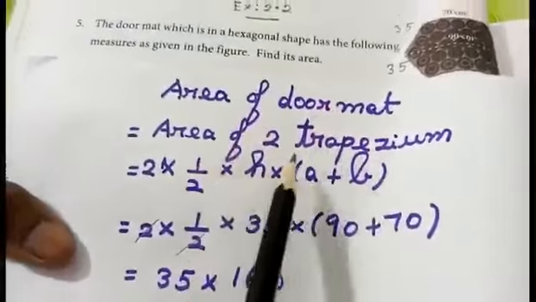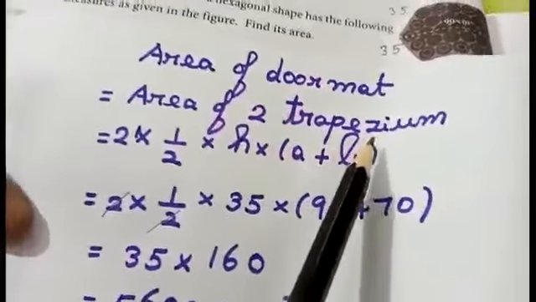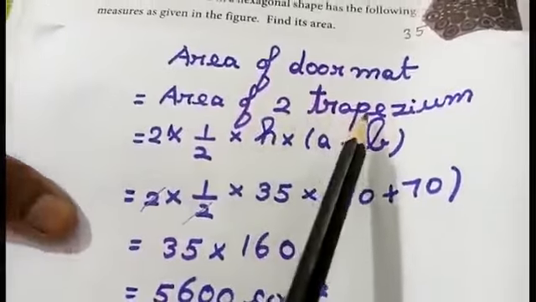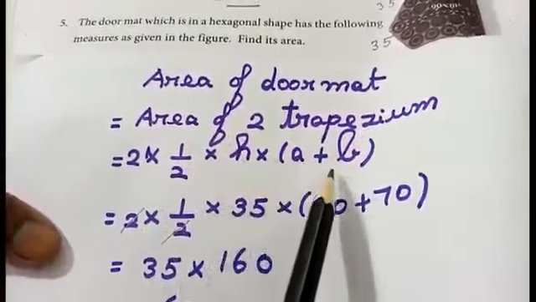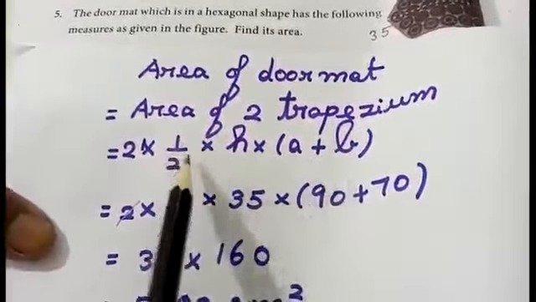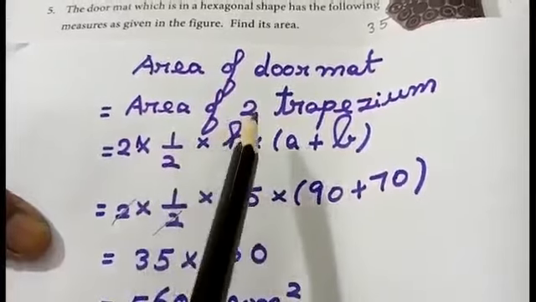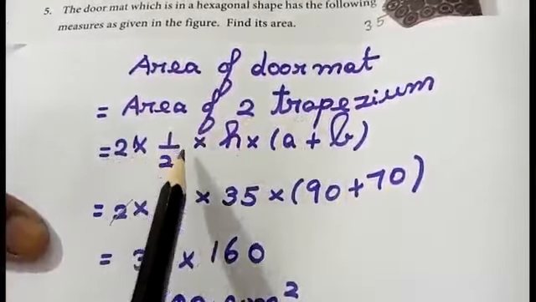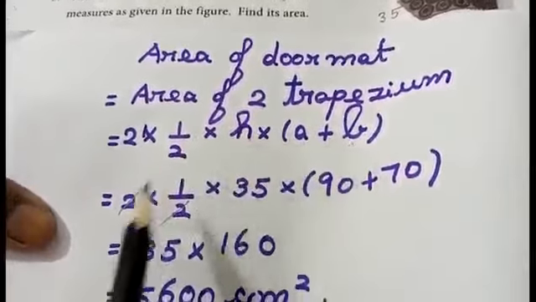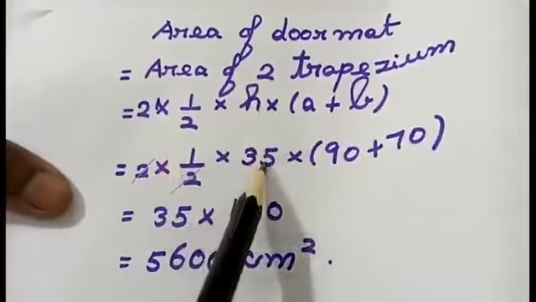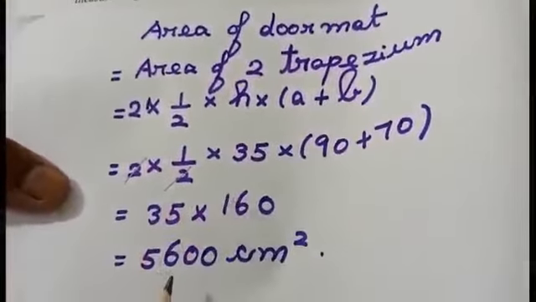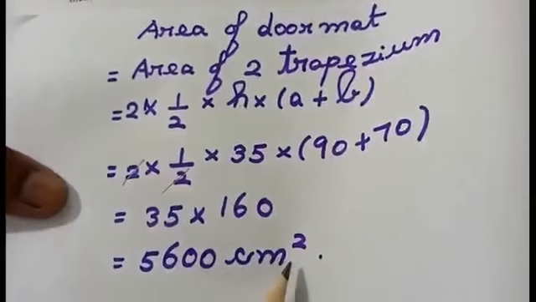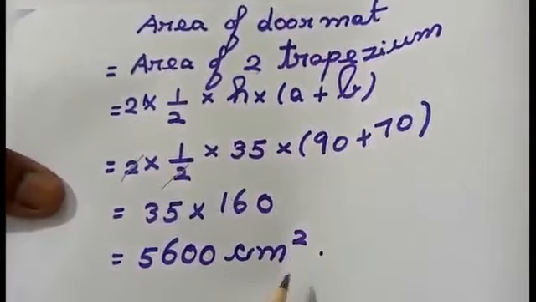Now see here, area of doormat is equal to area of two trapeziums. Since I am having two shapes as trapezium, I am writing it as 2 trapezium. Actually, what is the formula for trapezium? Half into height into A plus B. A plus B is nothing but the sum of the bases. Since I am having two shapes, I am writing it as 2 into half into H into A plus B. Cancel this 2. Height means 35, and 90 and 70 are going to be the bases A and B. Calculate, you will get the answer as 5600 centimeter square, and that is the required area of the doormat.